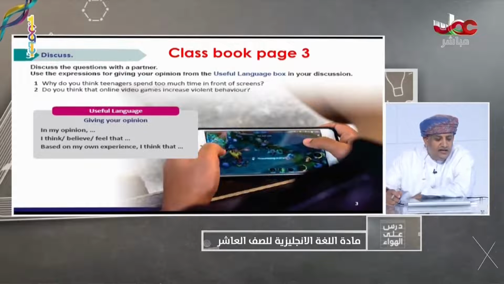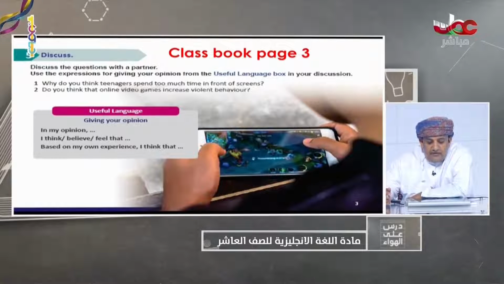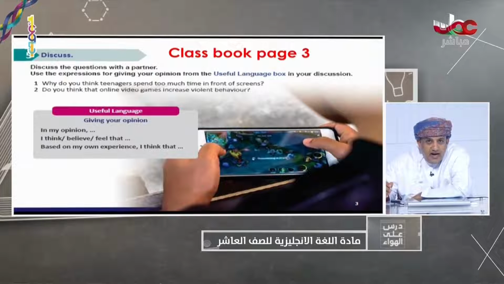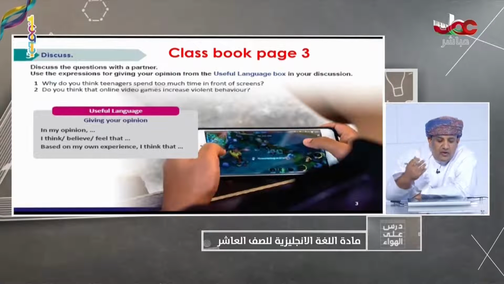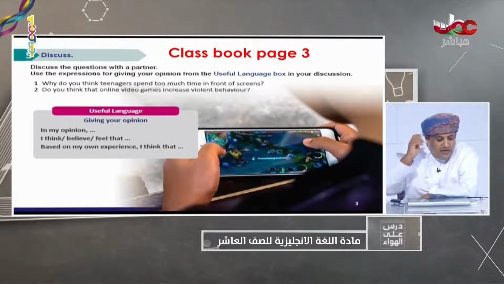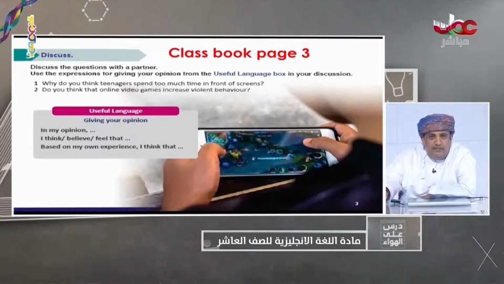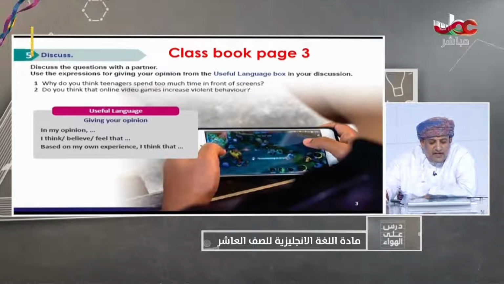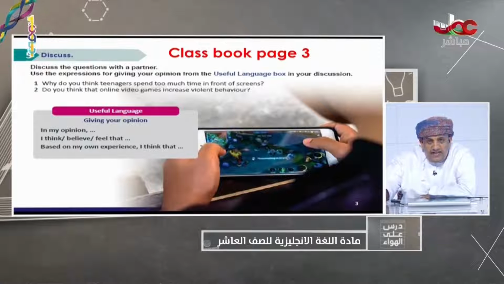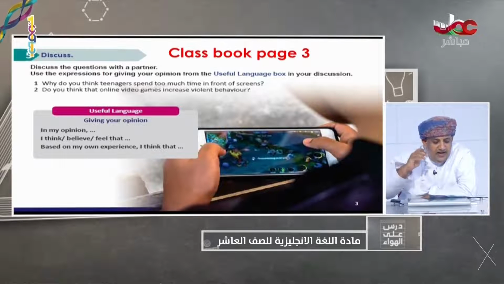Okay, now let's look at task 5 in your class book. Let's read the question. Discuss the questions with a partner. We have 2 questions, and then we are going to use the useful language. For example, number 1, why do you think teenagers spend too much time in front of screens? Why? Number 2, do you think that online video games increase violent behavior? What do you think? You should use the useful language here in the box.